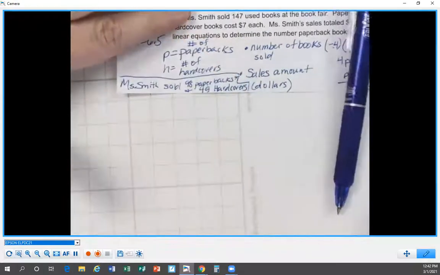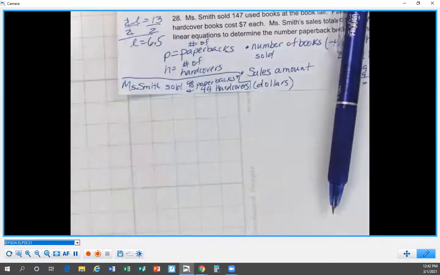Okay, so that is just a refresher on that last standard, solving systems of equations using modeling.